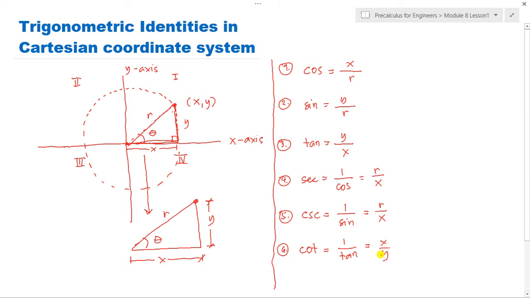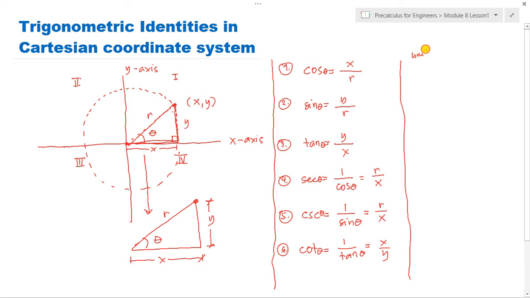x all over y. Okay, so I forgot to put the angles here. So tangent theta, secant theta, cosecant theta, and cotangent theta. Okay, so don't forget to write the angle, class. So here, class, we can also derive this from a unit circle basis.